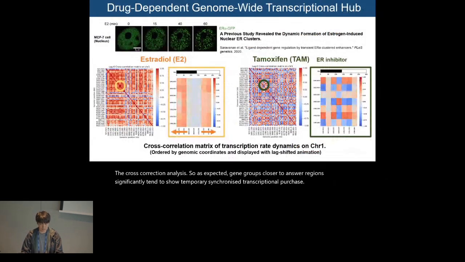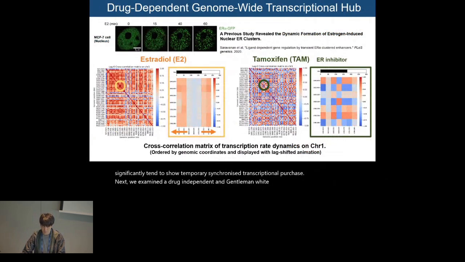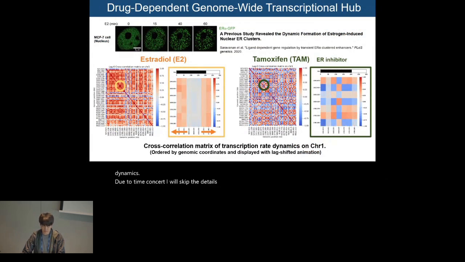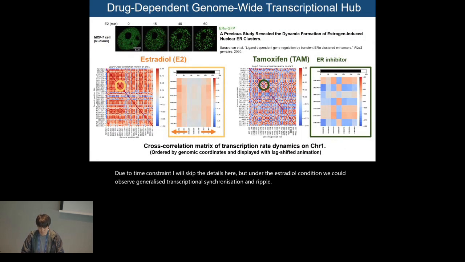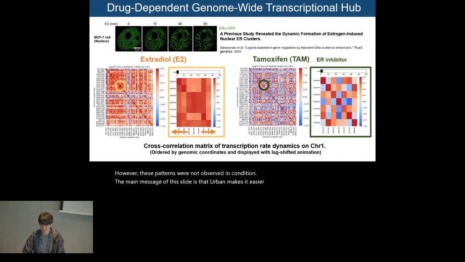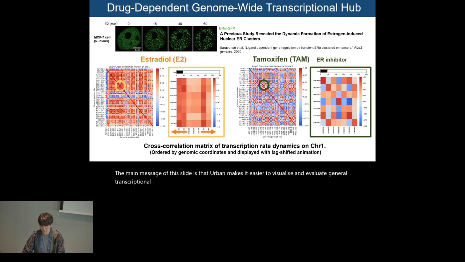Next, we examined drug-dependent and genome-wide changes in transcription dynamics. Due to time constraints, I will skip the details here, but under the estradiol condition, we could observe genome-wide transcriptional synchronization and repo. However, these patterns were not observed in the tamoxifen condition. The main message of this slide is that RVINN makes it easier to visualize and evaluate genome-wide transcriptional dynamics with high temporal resolution.